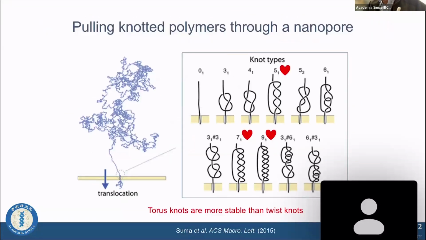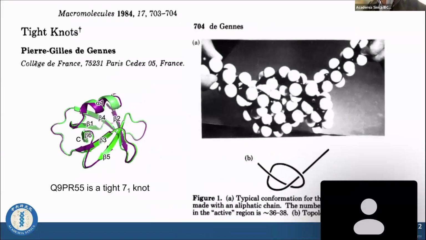In the literature, theoreticians try to simulate the pulling process or the translocation process of polymers through a nanopore. What they found was that of all these different knots, the torus knots are more stable than twist knots. And indeed, the 7-1 protein knot that I showed you just now belongs to the torus knots. Thanks to Yvonne, who pointed out the paper from Dekker about tight knots.